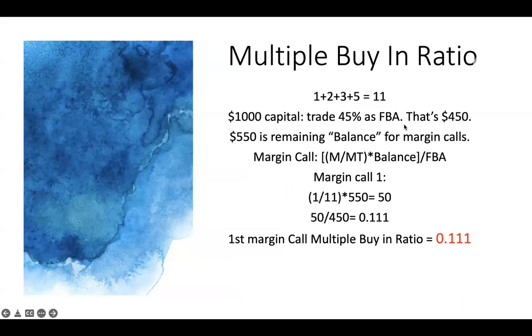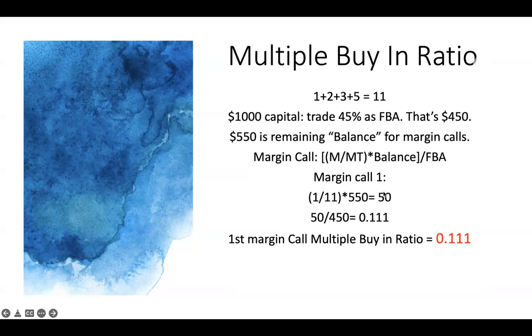So let's get right into it for $1,000. First margin call, 1: 1 divided by your margin call total, which is 11, multiplied by 550. 550 is now your balance after your first buying amount has been removed from your $1,000. How did we come about 11? We just added all the Fibonacci numbers for 4 margin calls. When you multiply that by 550, the balance, you get 50.